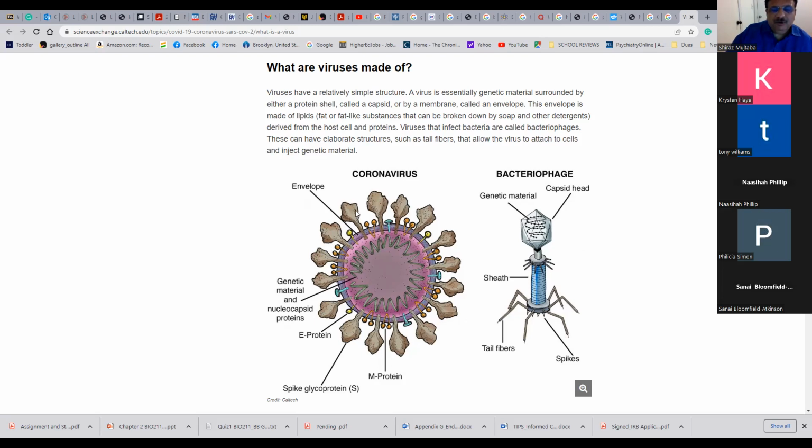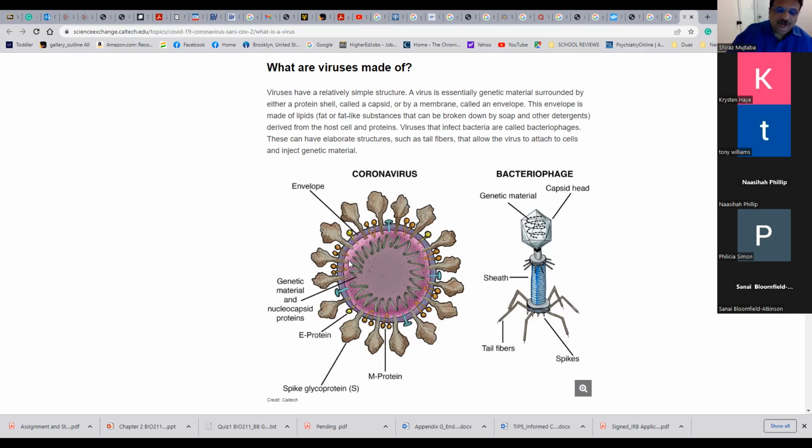And within this envelope, there are various apertures that protrude out. These structures are mainly protein or glycoproteins. These protruding structures are those objects through which the virus attaches to the cell.